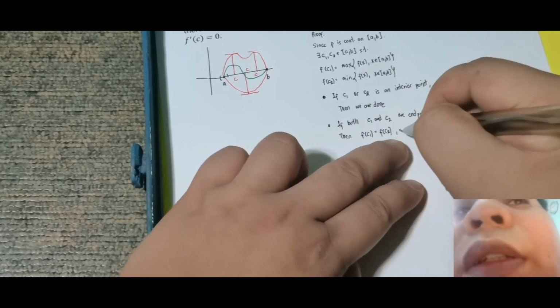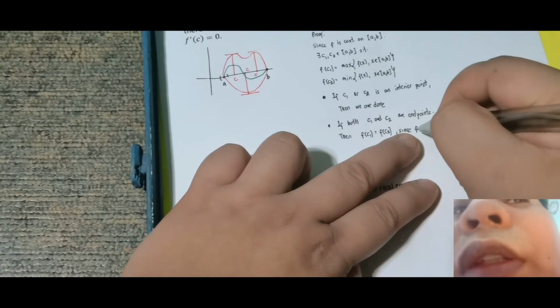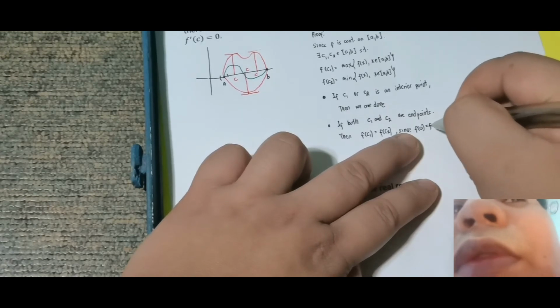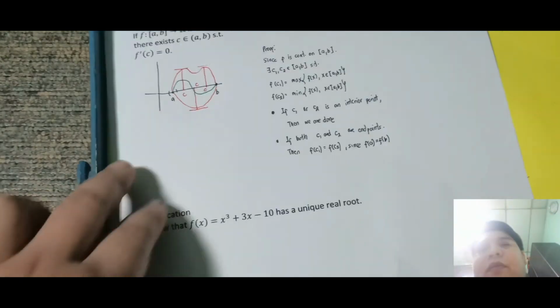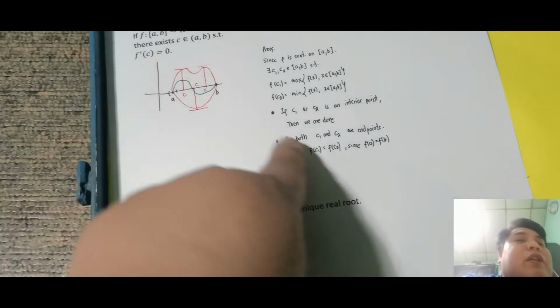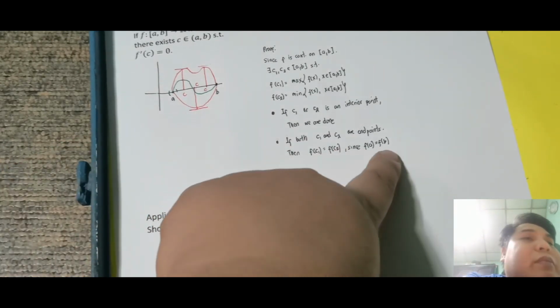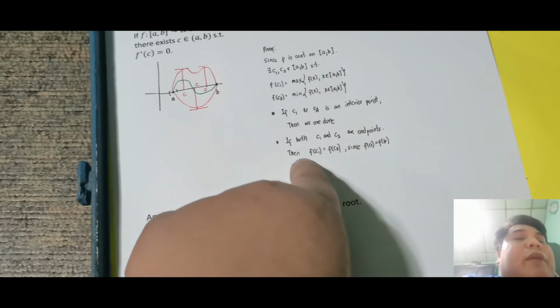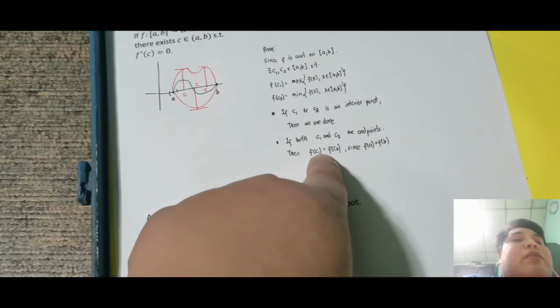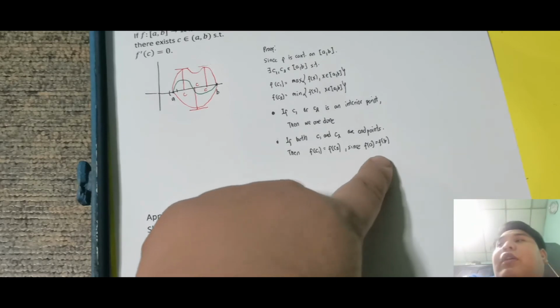Okay, since f of A is equal to f of B. So, sir, bakit, sir? So, si A is equal kay C1. So, meaning si f of A is equal to f of C1. Then, si f of B is equal kay f of C2. Therefore, f of C1 is equal to f of C2. Then, since f of A is equal to f of B.